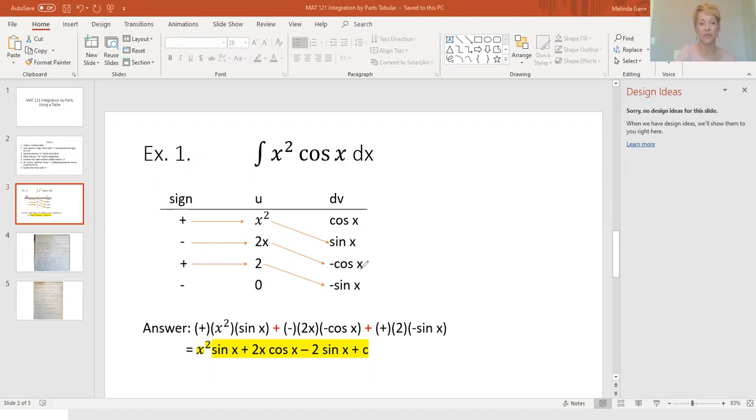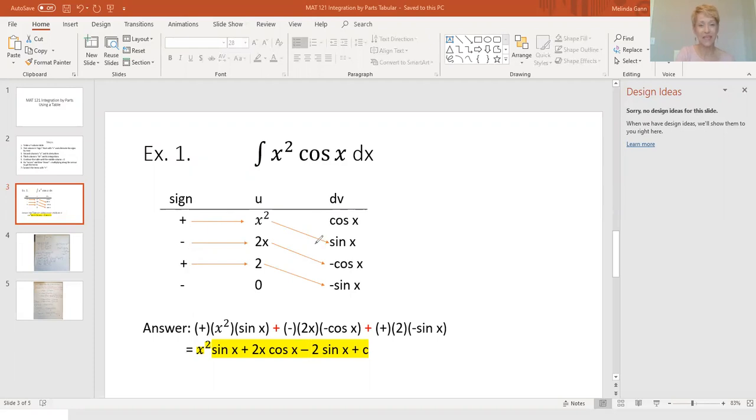When you integrate cosine x, you get negative sine x. Now think about why. You pull your negative out of your integration, and when you integrate cosine x, you get sine x. So that's why you get negative sine x. So there's your alternating signs, plus, minus. There's your u with its derivative, and there's your dv with its integrations.